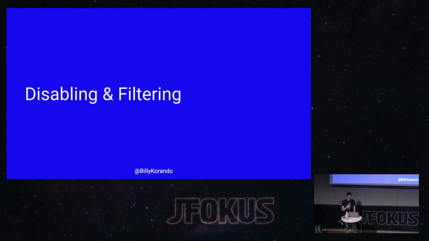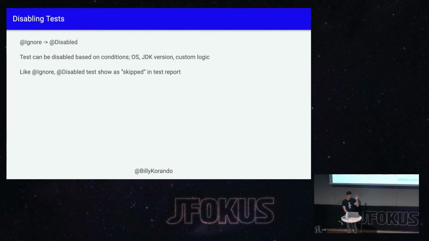Disabling the filtering. This is particularly an area where JUnit 5 is significantly better than JUnit 4. As I mentioned, Ignore has been replaced by Disabled. Whereas in JUnit 4, you could only do Ignore on tests and then they would be skipped all the time, now you can add some logic so that tests are disabled based upon certain conditions.